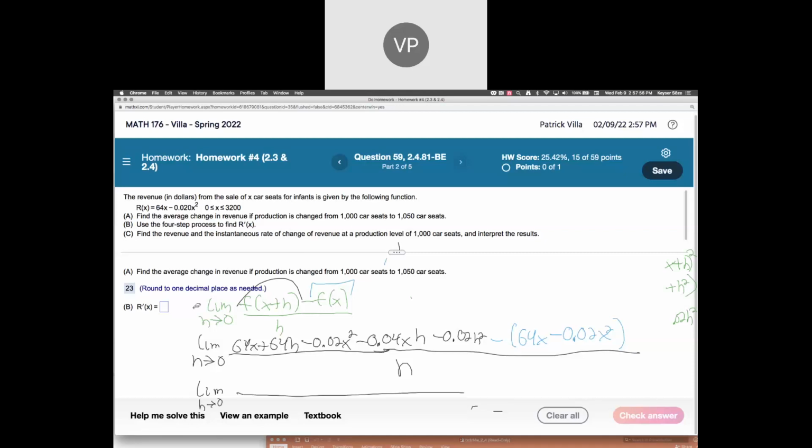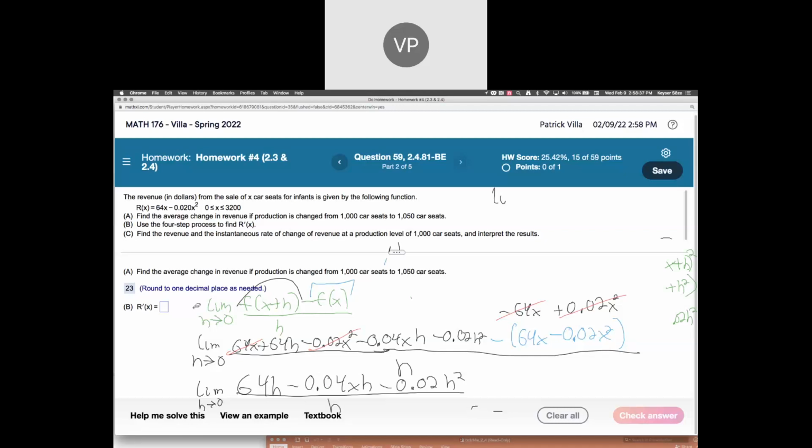Okay, now I'm going to save a little bit of time. Remember, this is the negative 64x and a positive 0.02x squared. If everything went right, all the terms that don't have an h are going to cancel. 64x minus 64x. Negative 0.02x squared, positive 0.02x squared. Then, and like I said, as you do more of these, you are going to start to ask questions like, well, can I just do this now? Can I just cancel the h now? And the answer is yes. If you're seeing that, go ahead and cancel.